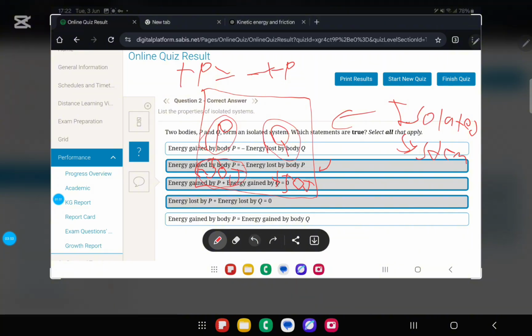So now, as we were saying, energy gained by P plus energy gained by Q equals 0. Again, we're taking the numbers as examples. Negative 50 plus 50, what is that equal to? 0. So energy gained by P plus energy gained by Q: P gained negative 50 and Q gained 50. When you add them up, it becomes 0. So it's always 0.